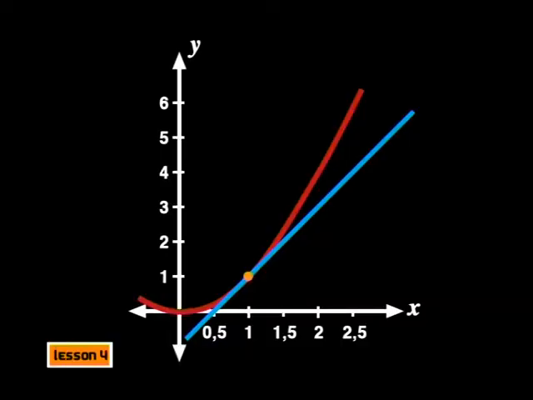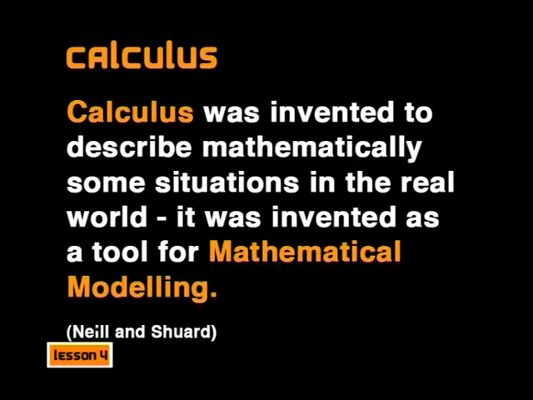At the end of our previous lesson, we were busy trying to find the gradient of a tangent to a curve at a point on a graph, looking for increasingly better approximations. This is part of our journey of discovery into why and how calculus was invented. You will recall that I told you that two authors in the field described calculus as a branch of mathematics that was invented to describe situations. It was invented, they say, as a tool for mathematical modeling.